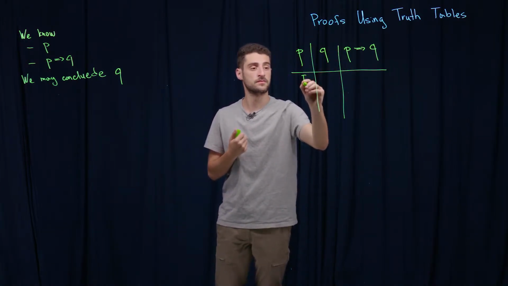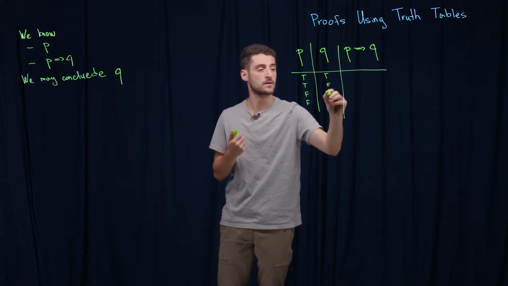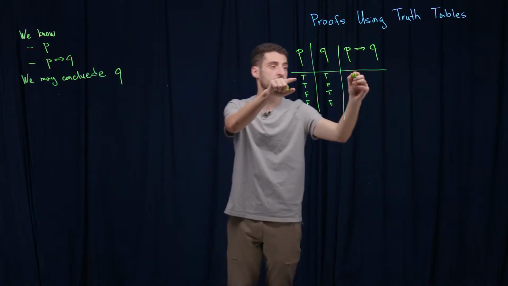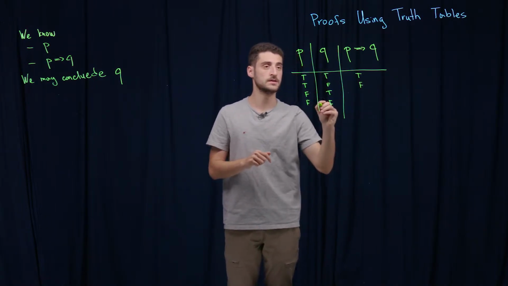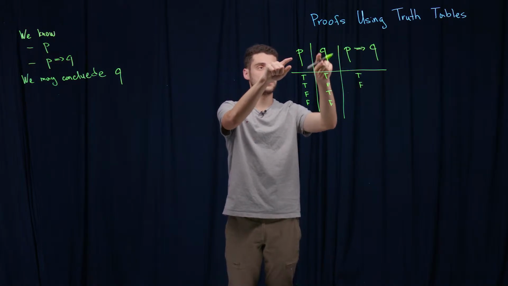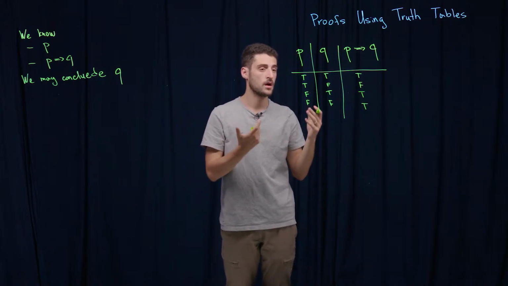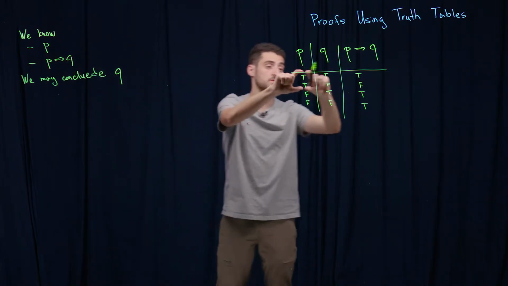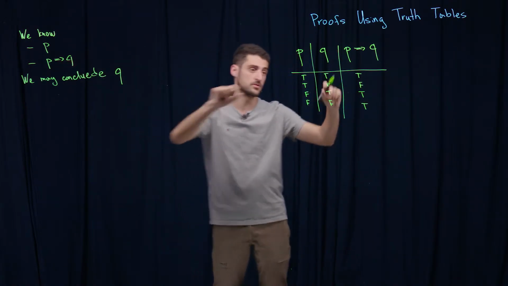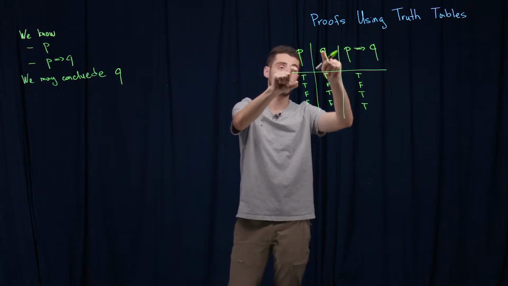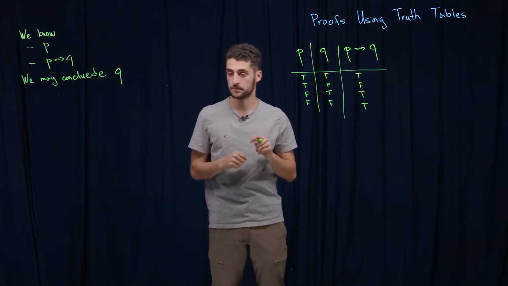So P can be true and false. Q can be true and false as well. If both of them are true, then the implication is true. If Q is false but P is true, the implication is false. If P is false, it doesn't matter what is the value of Q, the implication is equal to true. We're interested in the case when P is true, so we're interested in these two rows. Among them, we need to choose the rows when P implies Q is true. So we're interested only in the first row. And you may notice that Q is true in this row. So whenever these two formulas are true, this is true as well.